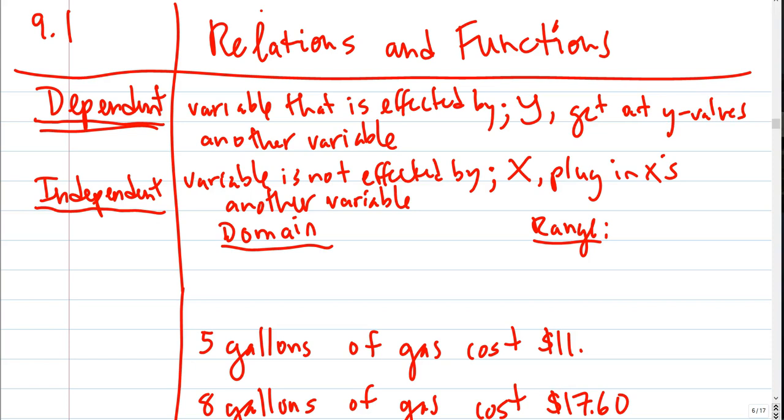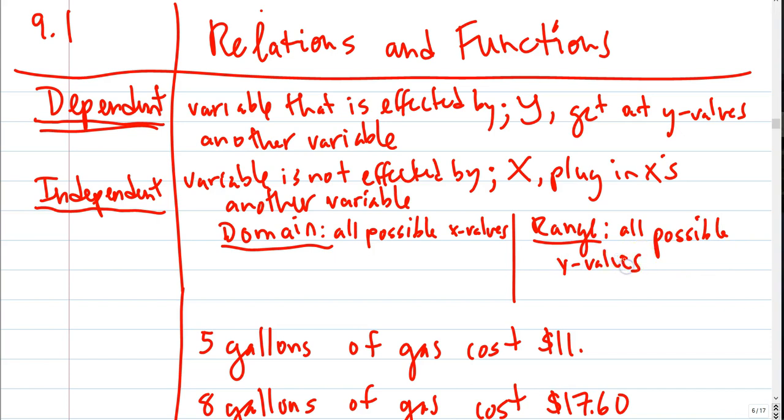We also have the terms domain and range. Domain are all possible x values, versus range are all of our possible y values. I'm going to extend this idea of domain, and we're going to be doing a lot more with domain this chapter. What we're going to be looking for is, are there any restrictions on x? Is there anything x cannot equal?